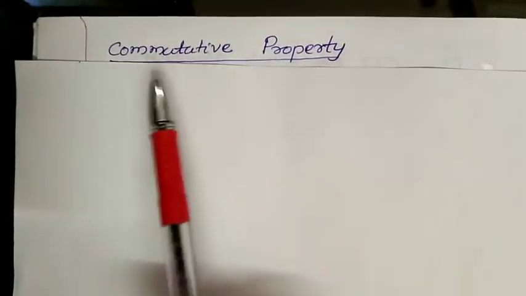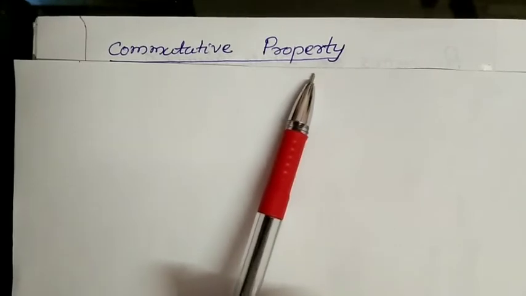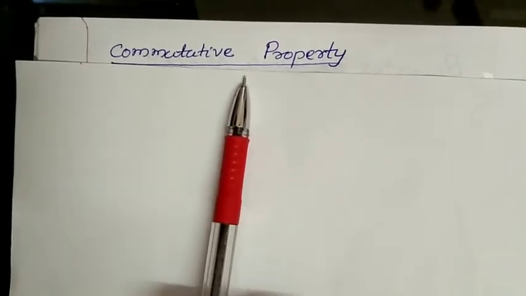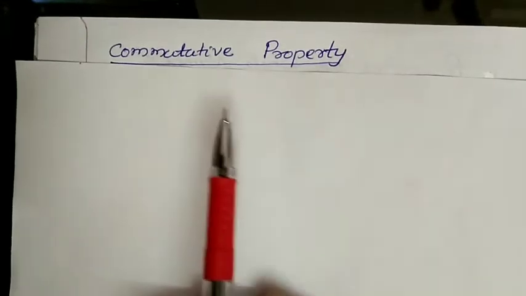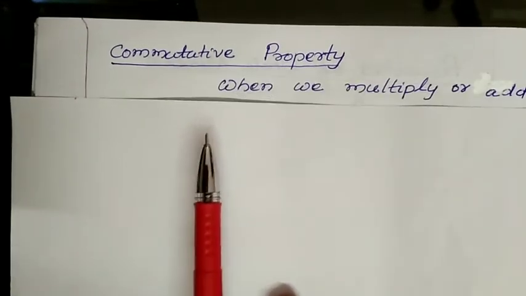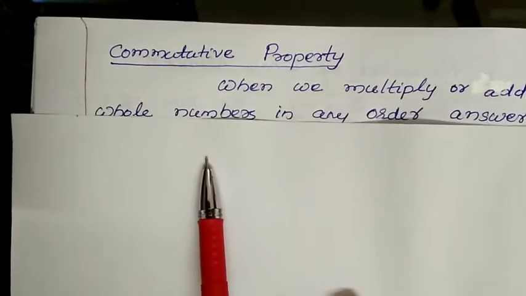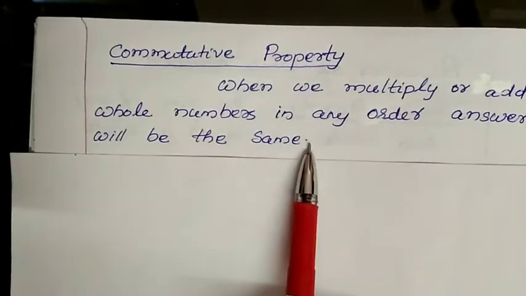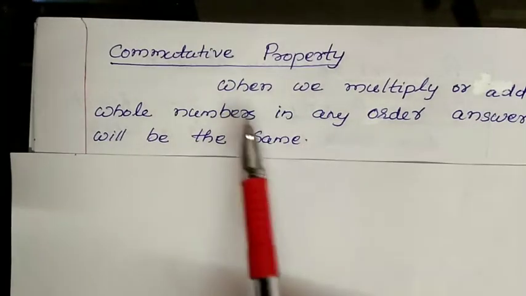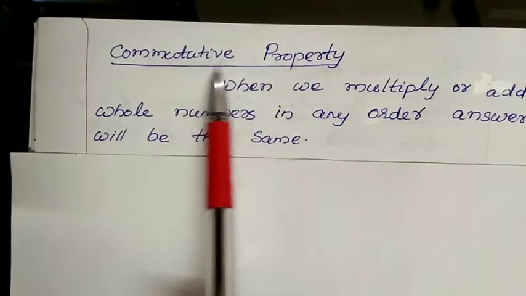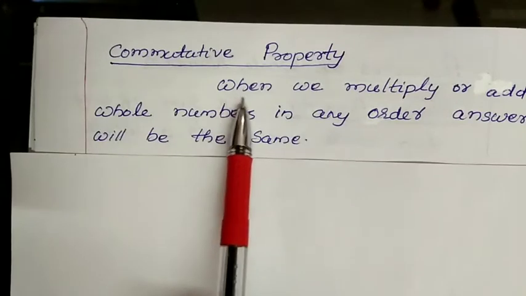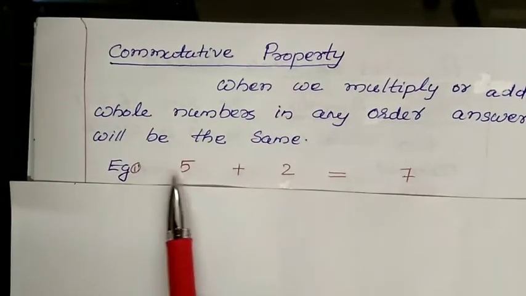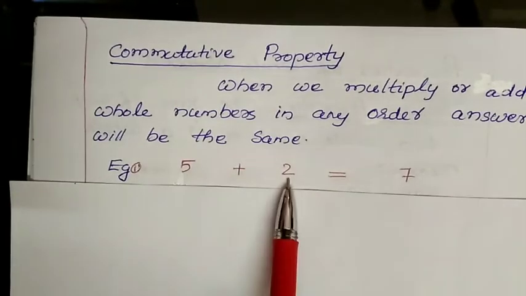Then the second property is commutative property. Another name of this commutative property is order property. What is commutative property? When we multiply or add two whole numbers in any order, the answer will be the same. That property is known as commutative property, that is order.